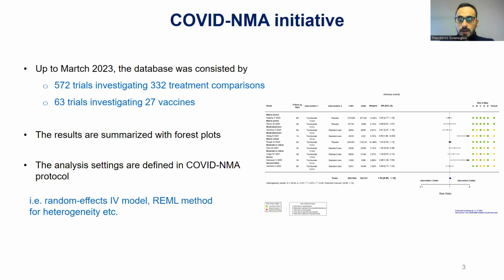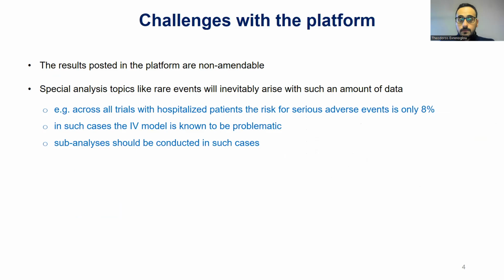The analysis takes place using some very specific settings that are defined in the Covid-NMA protocol. For example, we use a random effects inverse variance model to synthesize our data, and we use the restricted maximum likelihood method to estimate the heterogeneity parameter. These specific analysis settings create a consistent environment in order to do the analysis, but on the other hand, they make our results non-amendable. And we know that with such a huge amount of available data, special analysis topics will inevitably arise.